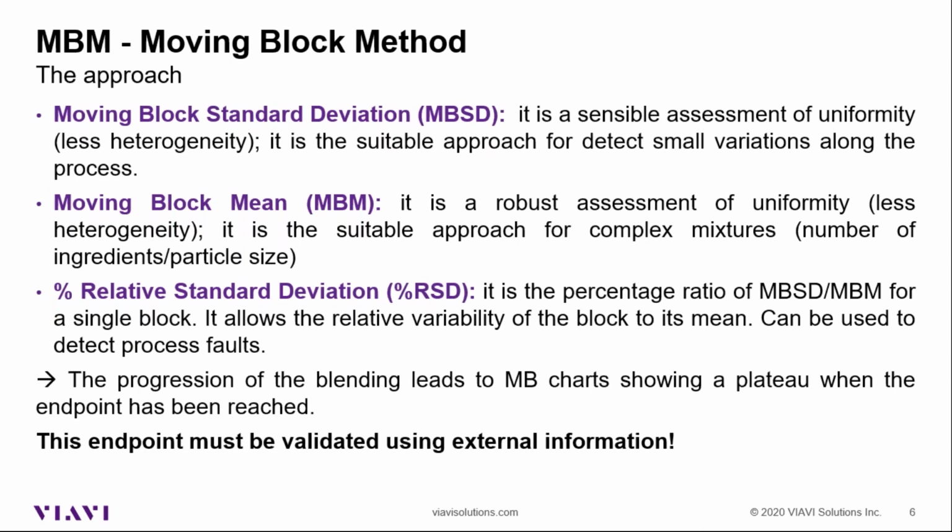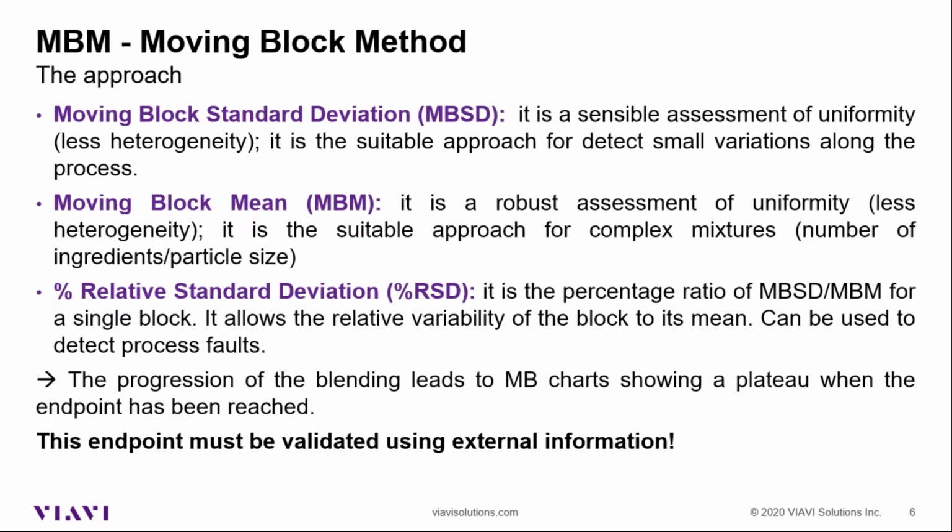We have also the relative standard deviation. This is another really sensitive parameter because we are measuring the percentage ratio between the moving block standard deviation and the moving block mean. So it means that we are looking at the variability between each spectrum and the mean of the block. This is a concept that will be quite useful to detect faults inside your blending process.